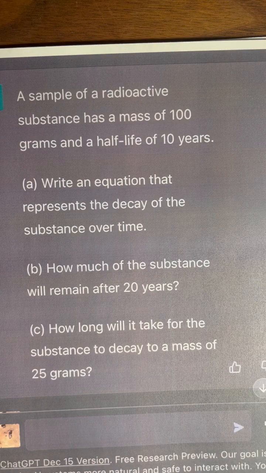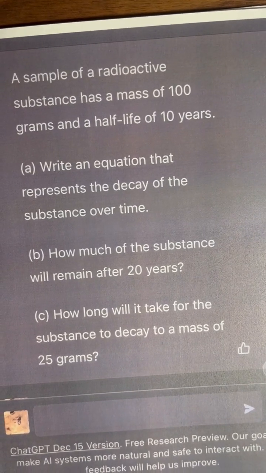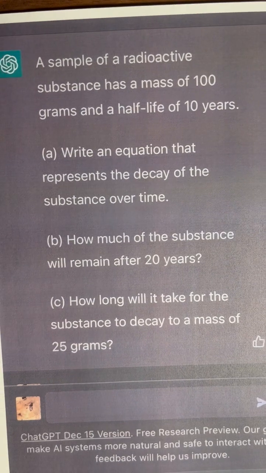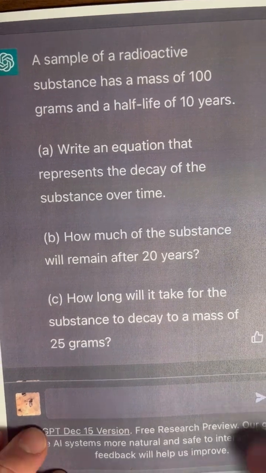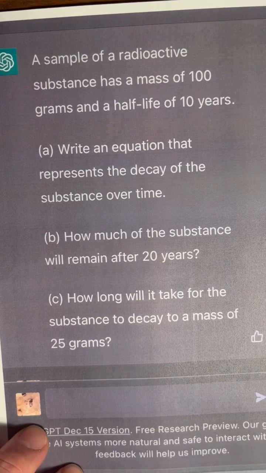So I got the chat.openai that Arlo sent me an email with. I was looking into it and I got it to write us a problem. I just typed in, write me a radioactivity half-life problem. So let's try it. Here's the problem.